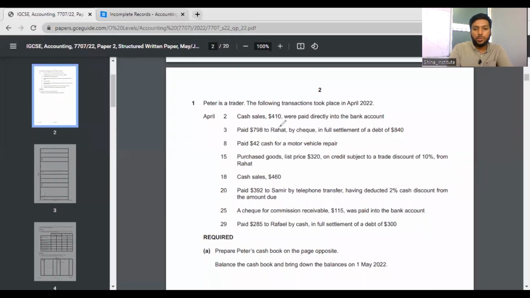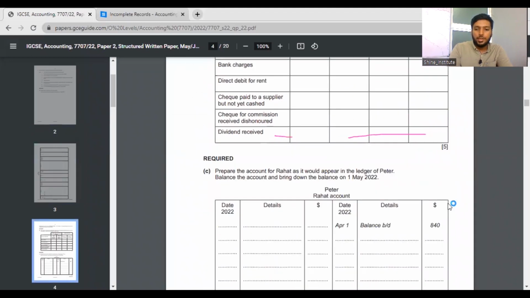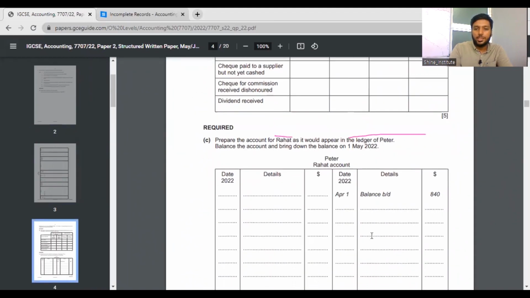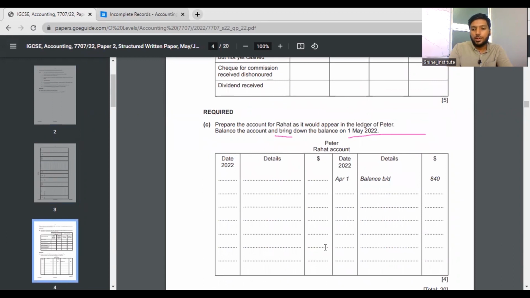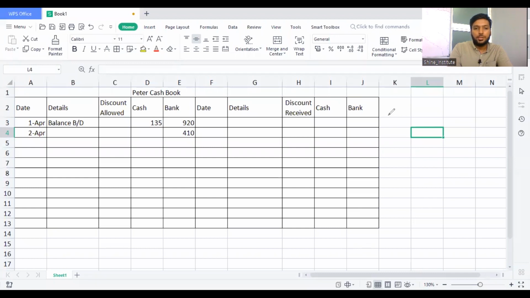Paid 798 to Rahat by cheque in full settlement of a debt of 840. Now I saw an area where Rahat's sum was actually listed, so I'm going to do Rahat's sum together with this, so it's easy for me to complete the sum. It's a 4 mark question. When you have a similar question, you should be able to read it. They're asking to complete Rahat's ledger account, so I'll open up a ledger account for Rahat to make it easier for you and for me to finish this sum.